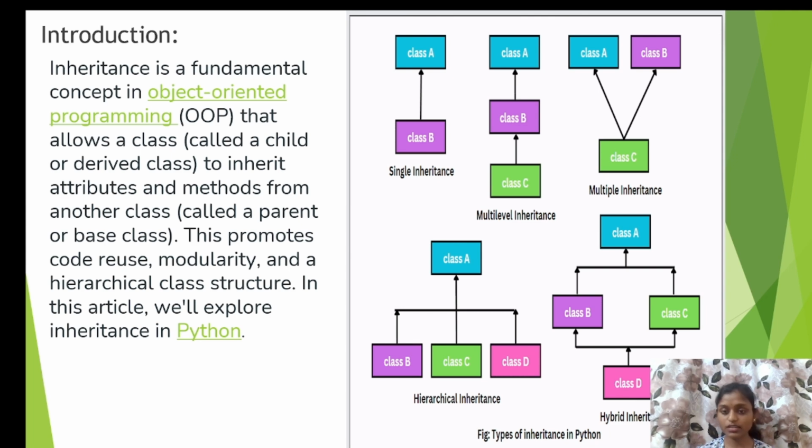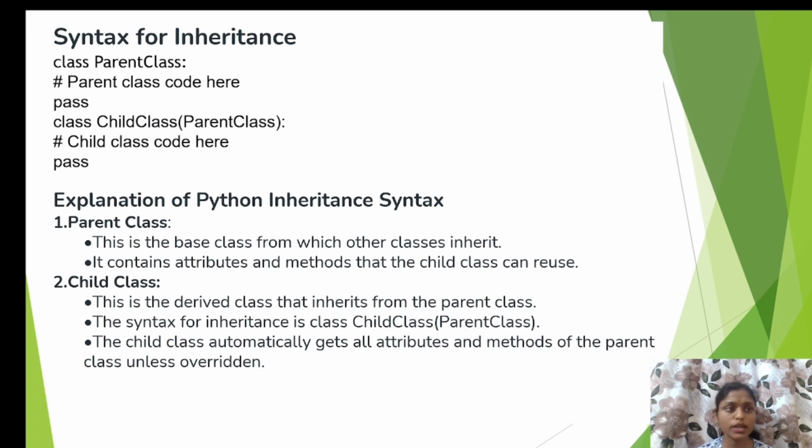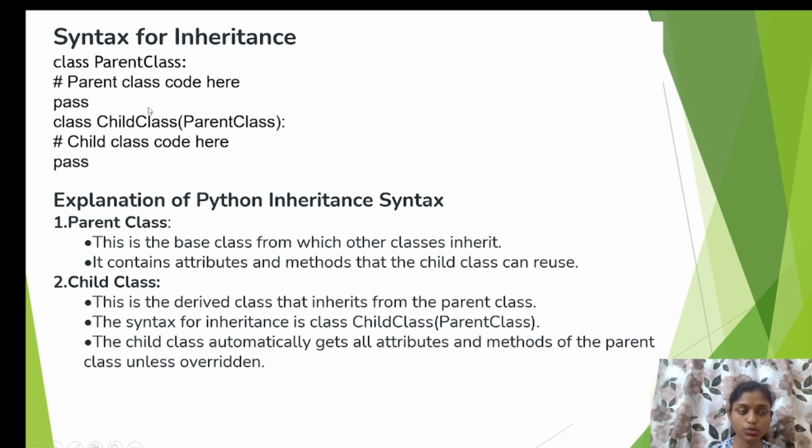Simply, this flowchart shows what inheritance is, and let's go into some more detail on this concept and the syntax for inheritance. Class parent class. Here, for anything we first have to define the class keyword, and next the name of the parent class, and next the parent class code, here pass, and next the child class as a keyword. And for this class, child class is the name, and here I access the parent class. And this is the syntax for the inheritance concept.